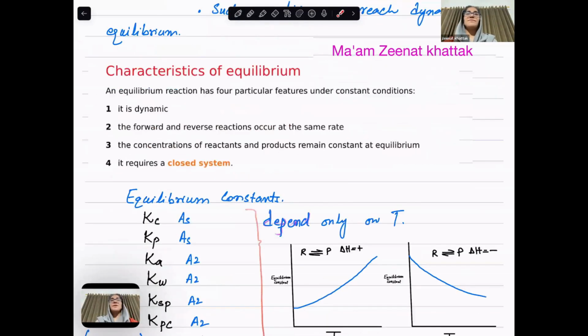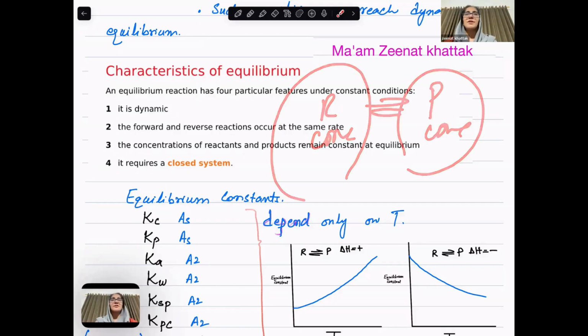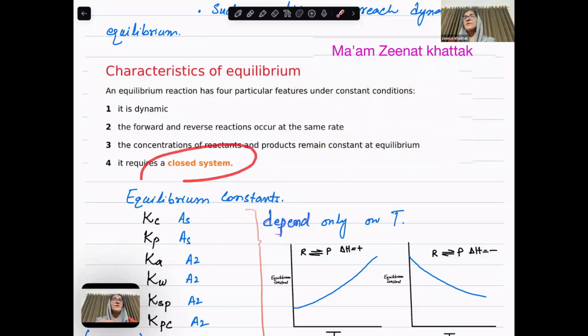Characteristics of equilibrium: it is dynamic, moving forward and backward continuously, right? The rates of the forward and the reverse reactions are equal. The concentrations of reactant and product become constant. And it is in a closed system. Keep in mind, nothing can leave or enter the system, right?